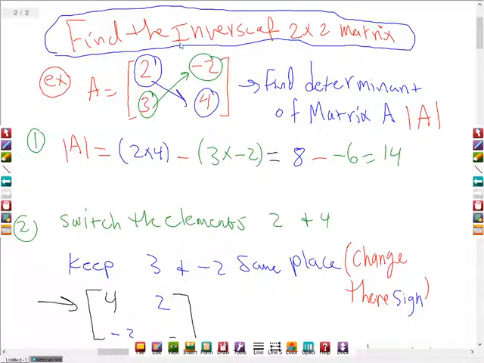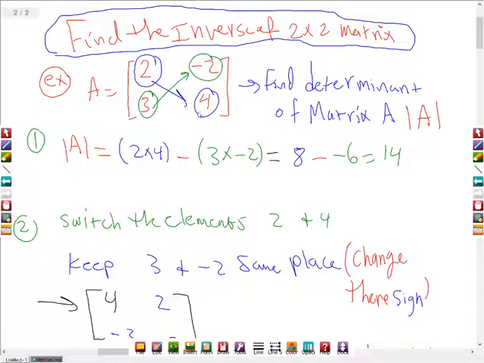Look here, we're going to find the inverse of a 2 by 2 matrix. This 2 by 2 matrix example has 4 elements. A11 is 2, A12 is negative 2, A21, look here, 21 is second row, first column. A11, first row, first column. A12, first row, second column. This one, A21, second row, first column. This one, A22, second row, second column.